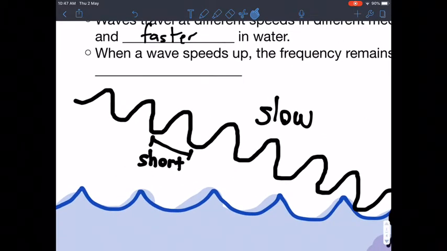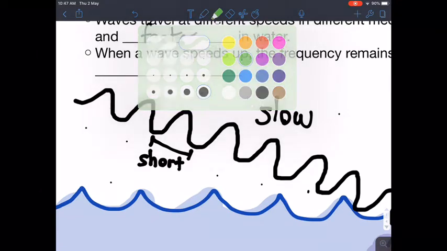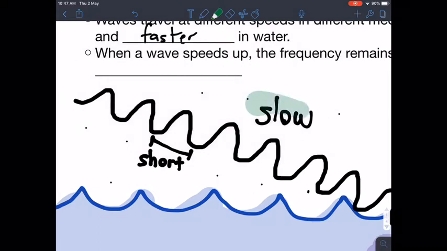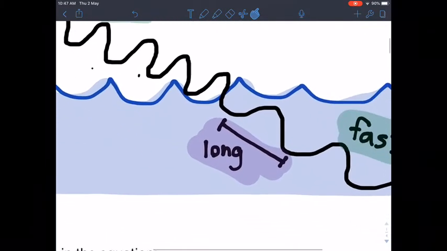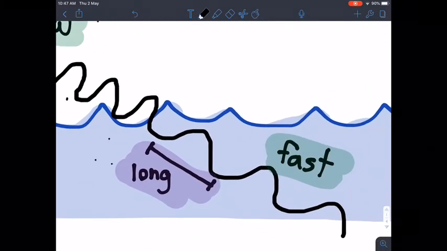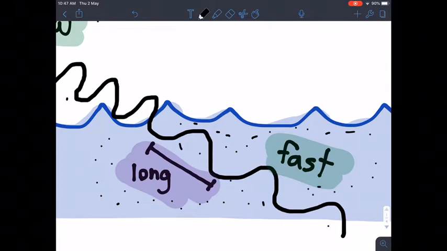The reason that it's traveling slower in the air is that air is a less dense medium, so the particles are farther apart. And so the time it takes for one particle to run into the next particle and create this compression wave that is sound, it just takes a little bit longer. There's a little bit more of a delay, whereas in the water, the particles are much more densely packed. There's a lot more particles together, and so the wave is going to travel faster.